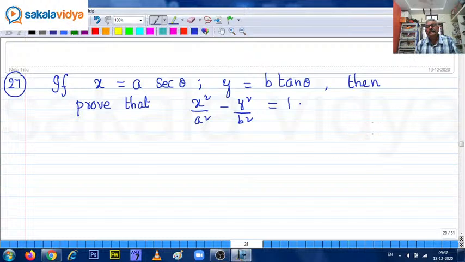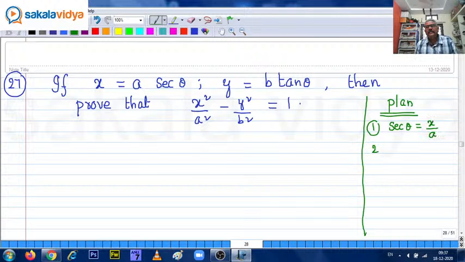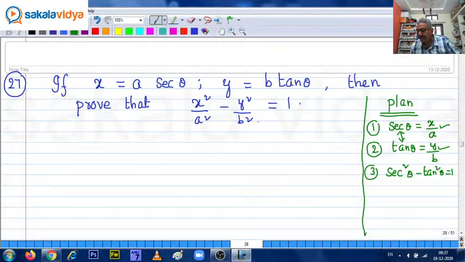So what is the plan? Here, we need to implement the plan like this. So let me explain the plan. First step, write sec theta value. Sec theta is equal to x upon a. Second, you find out tan theta value. Tan theta is equal to y upon b. Just search for the relation between sec theta and tan theta. That relation we have: secant square theta minus tan square theta equals to 1. This is an important identity. In the place of sec theta, substitute x by a. In the place of tan theta, substitute y by b. You will get the answer. This is the plan of action. Okay, let us apply.